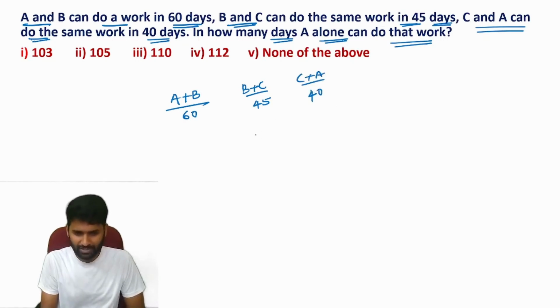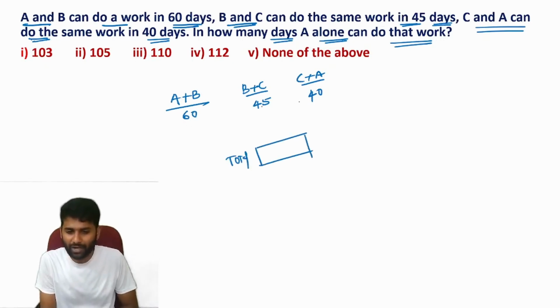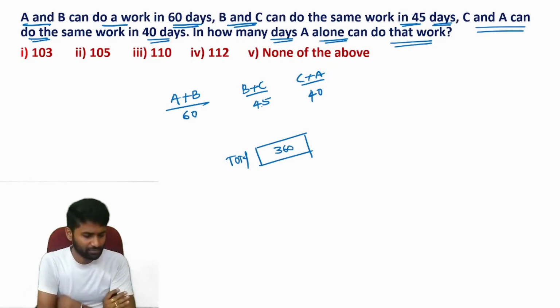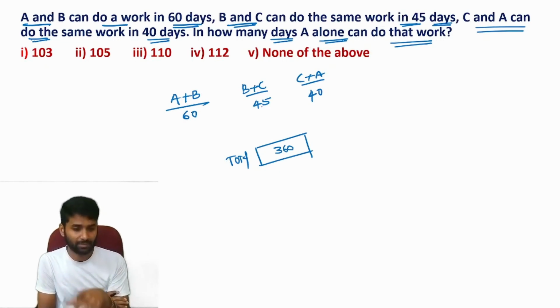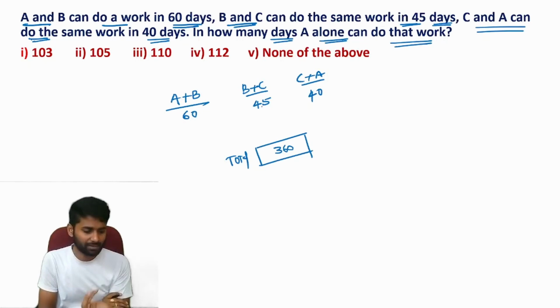Now, if you go through the calculation, guys, the total work is the LCM of 60, 45 and 40. Let's take that LCM as 360. First of all, go through the 45 table: 45, 90. You never get this number in the 60 table or the 40 table. Make it double, 180. So 180 you will get in the 60 table and the 45 table, but you never get it in the 40 table. That's why make it double, which means 360.